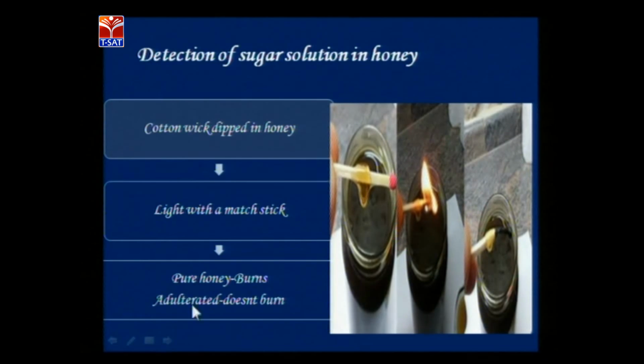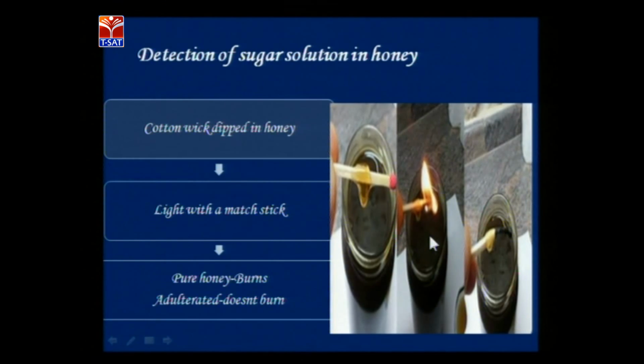Friends, take a cotton wick. Like this, you should take a cotton wick. Later, light it with a matchstick. If you are using pure honey, your cotton wick burns immediately like this. If you are using adulterated honey, your cotton wick doesn't burn, or it burns with a cracking sound.